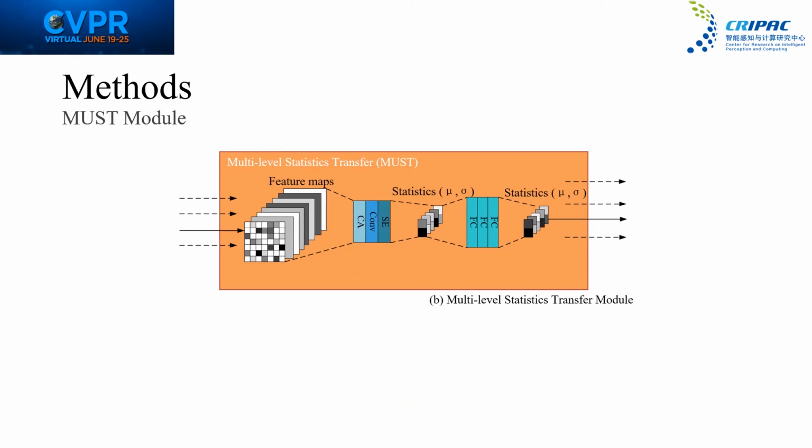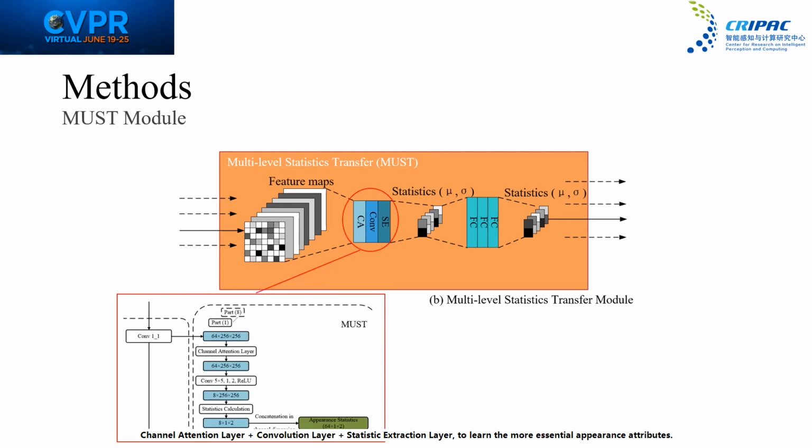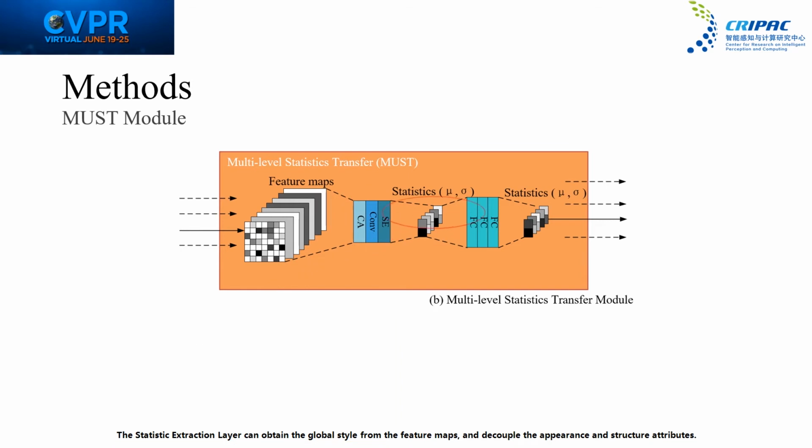The MUST module is key to the effectiveness of our method, and its process can be simplified to this figure. First, the multi-level features obtained from the appearance encoder are fed into the combination of a channel attention layer, a convolution layer, and a statistic extraction layer to learn the more essential appearance attributes. The statistic extraction layer can obtain the global style from the feature maps and decouple the appearance and structure attributes. Then, the MLP network transforms the acquired statistic features to match the generator and improve the learning ability of the network.